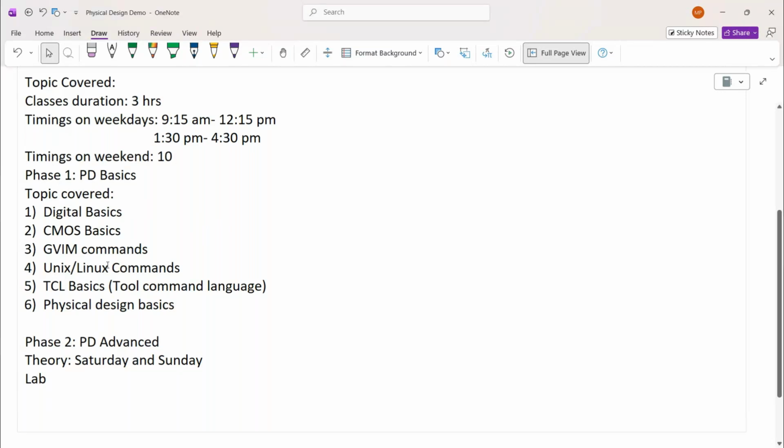Mostly weekend classes start at 10 a.m., 10 to 1, right? Or sometimes the second half also, if the trainer who's coming has two sessions, you'll get the second half also. But mostly it's 10 to 1. And this is the timing on weekends. On weekdays, we are only going to have labs, right? So this is for weekday students.